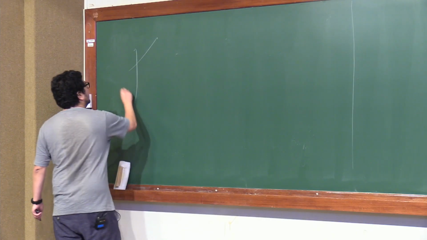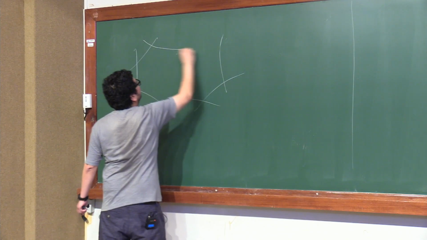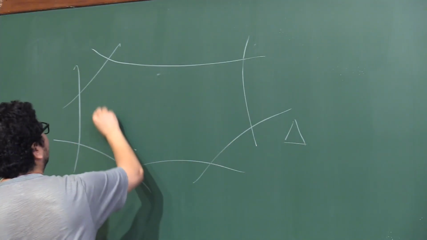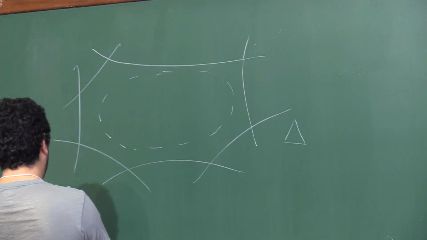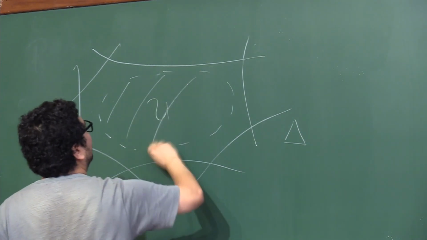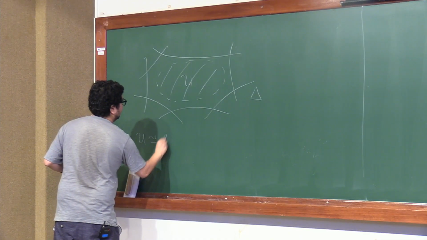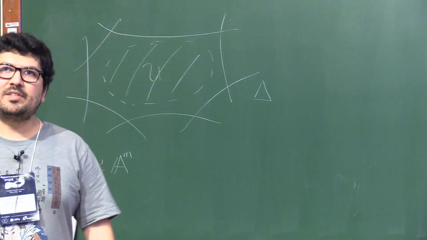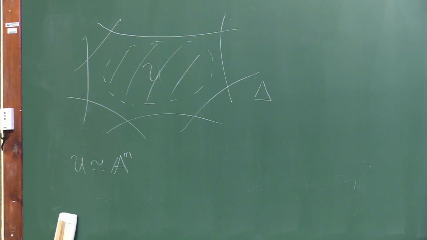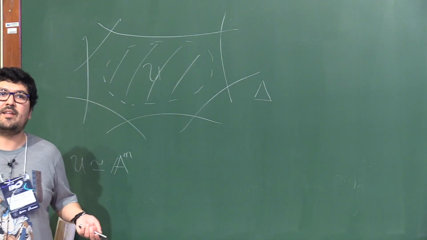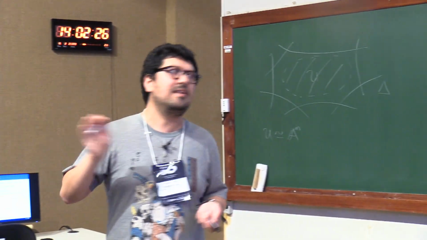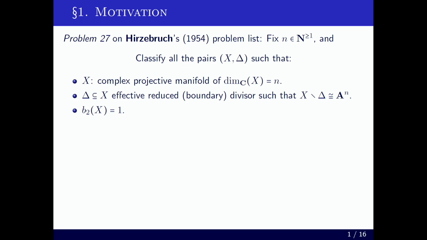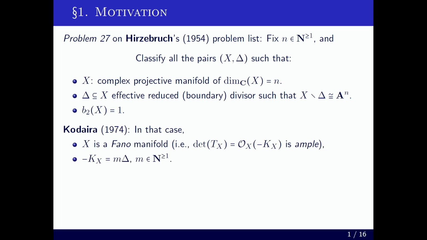So you have maybe a bunch of irreducible components of your divisor Δ, and you have an open subset U which is isomorphic to the affine space of the corresponding dimension, right? Of course, if you're in dimension 2 or higher, you can pick any point on the boundary, blow up, and get a new example. So some sort of minimality assumption is to impose that the Picard number, the second Betti number, is 1. In such a way you avoid new examples by blow up.